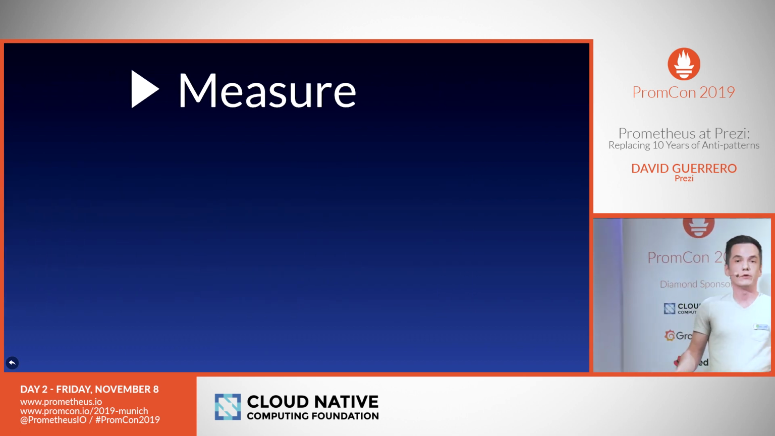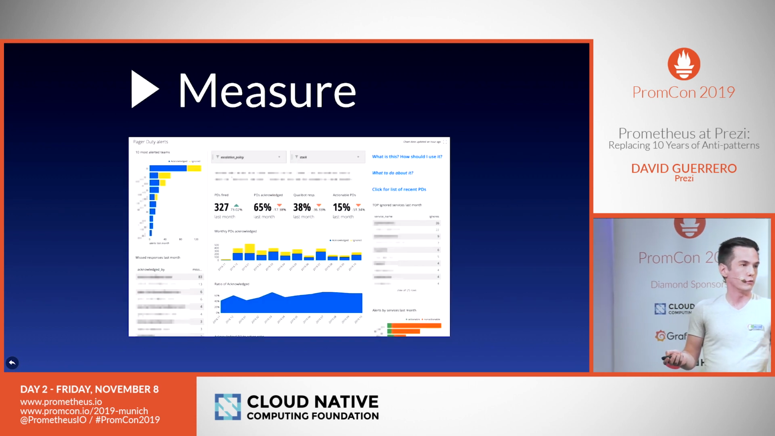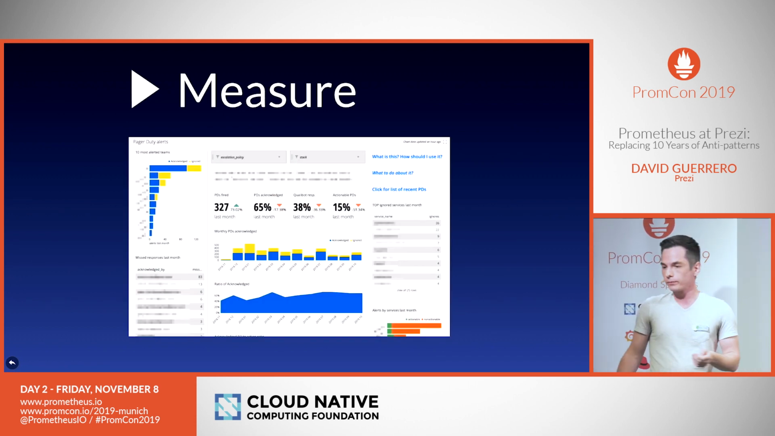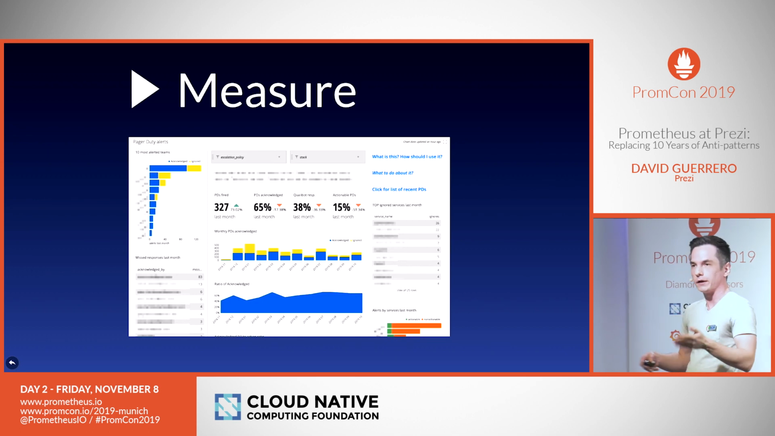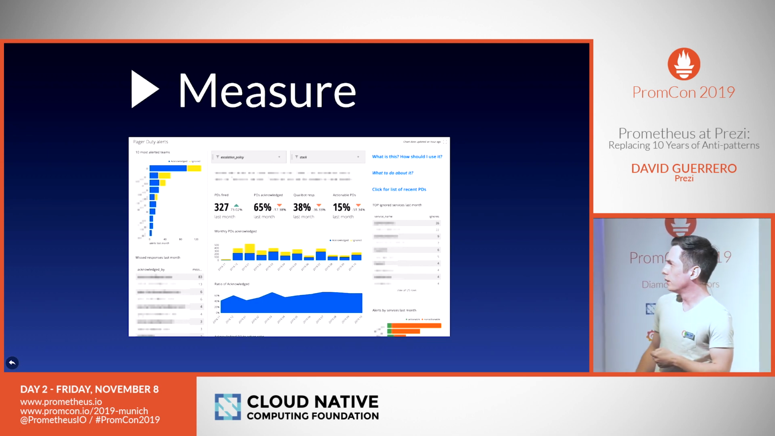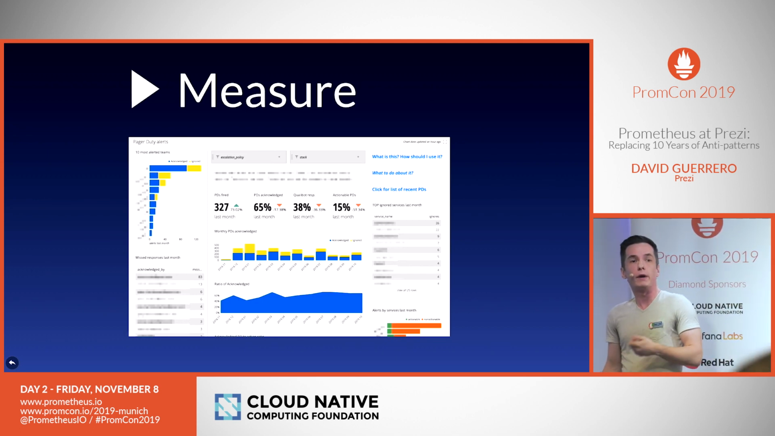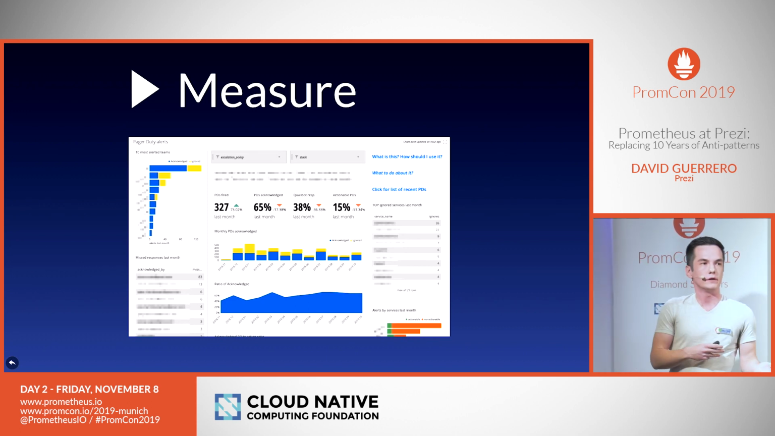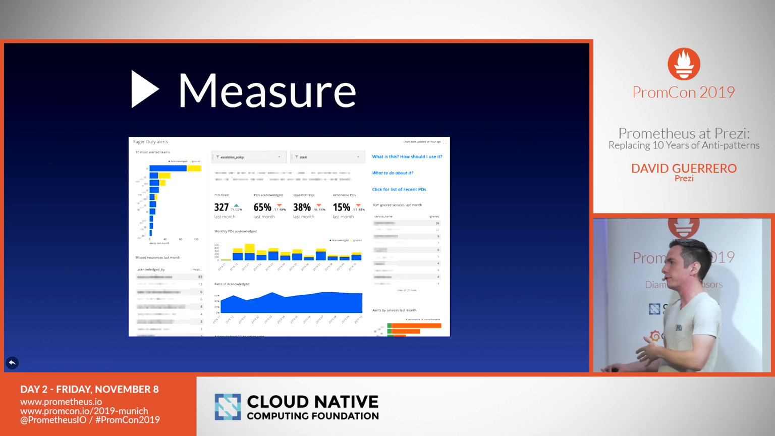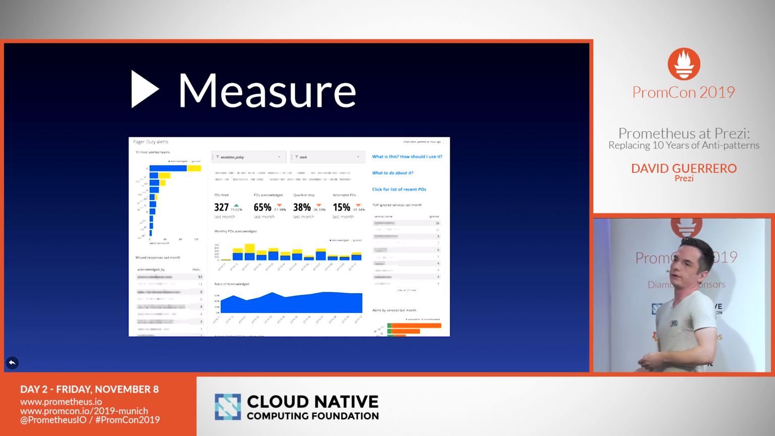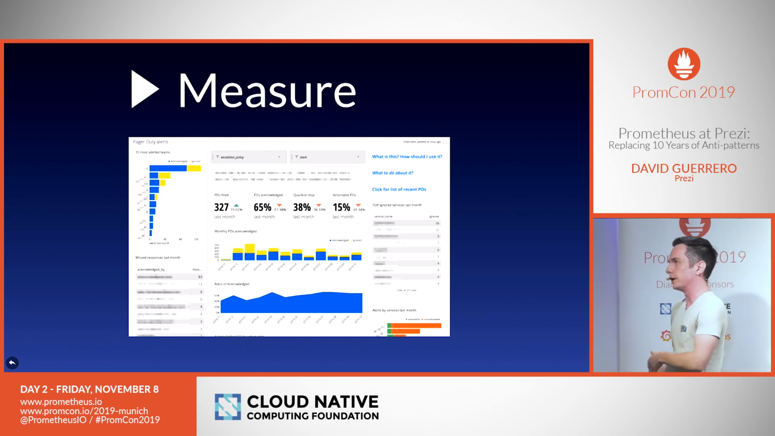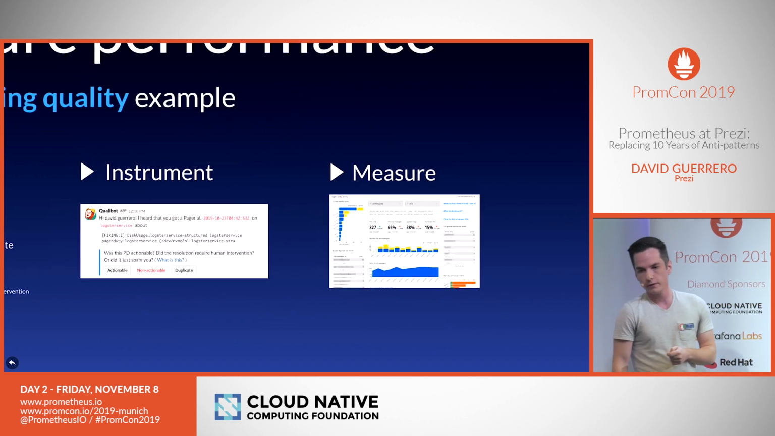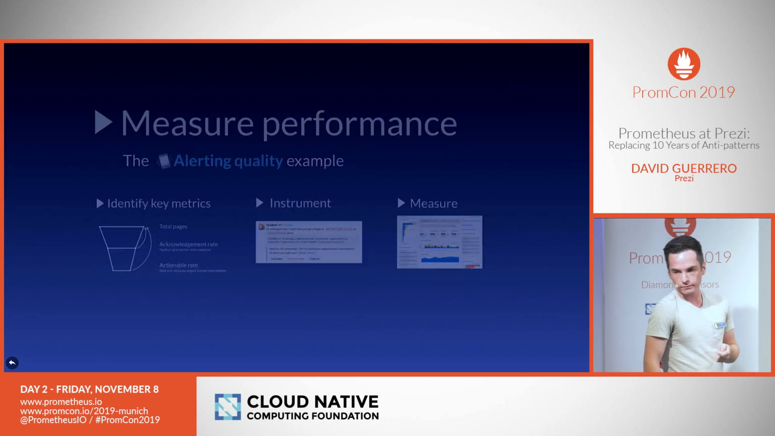And now we can measure, and we actually have a full-fledged dashboard with all of our alerting quality metrics. So this is not Grafana, this is like product metrics. And in there, we can, for example, aggregate by team or by platform. So we can say, okay, this team has better alerts than the other team, or the Prometheus platform that we built overall provides better alerts than the previous one. And that's how you measure performance.